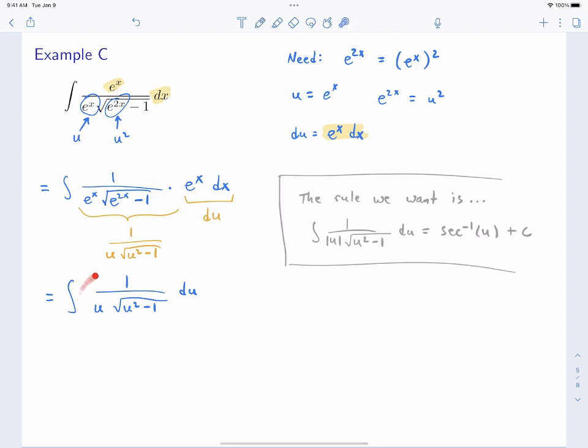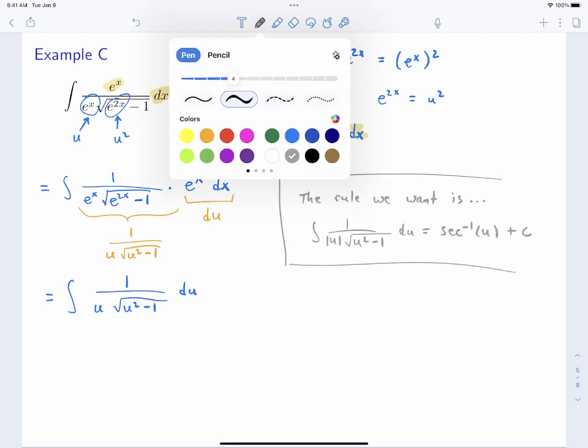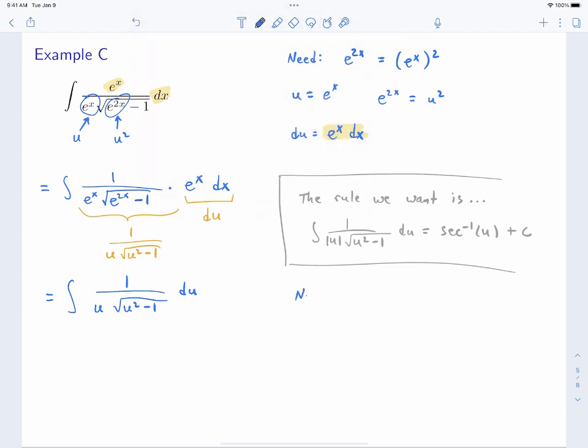Now, what we have is very similar, but you'll notice in our rule we have an absolute value of u, and over here we just have a u, but that's actually fine because u is equal to e to the x. So let's just change this back. Note u is equal to e to the x, but e to the x is always positive. It's never 0 or negative. U is always positive. So what that means is that u is equal to the absolute value of u. So in fact, we can put absolute values around that u.